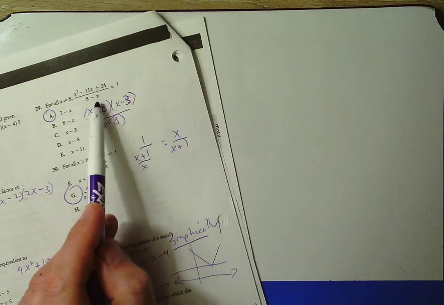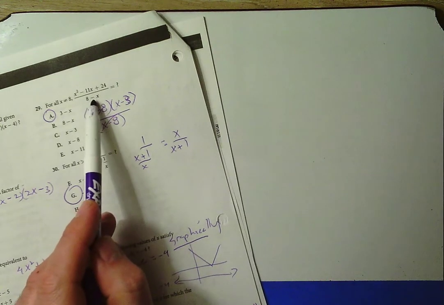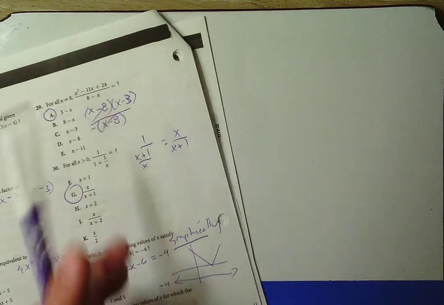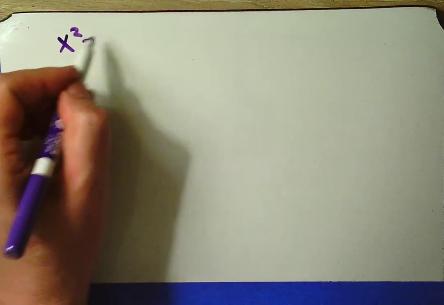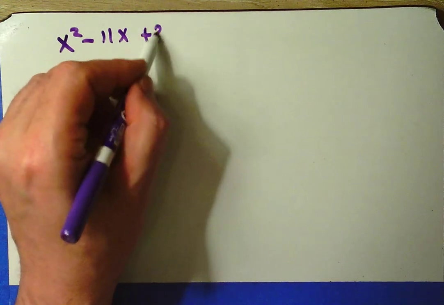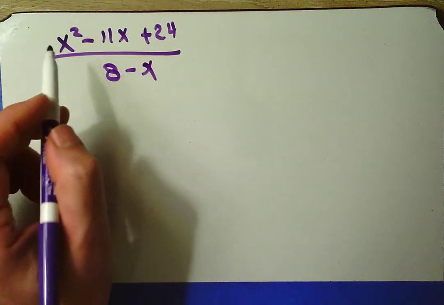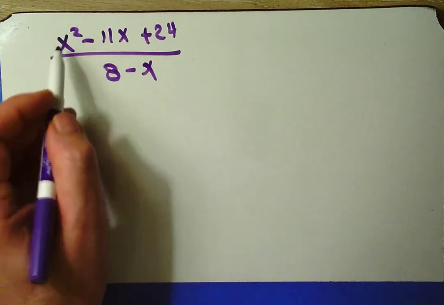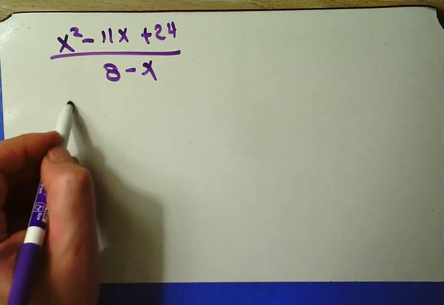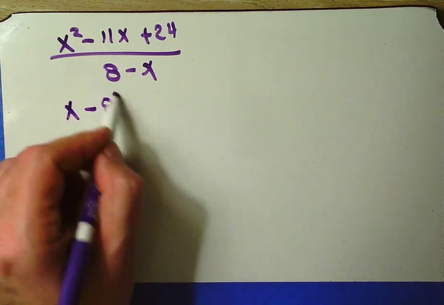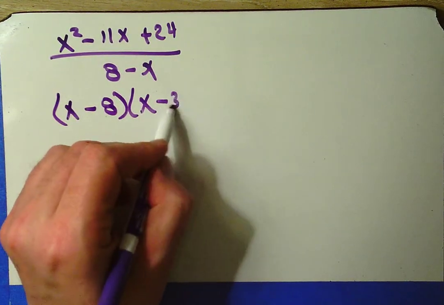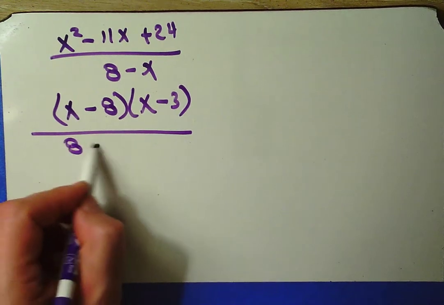x does not equal 8. And they tell us that in this problem because if we let x equal 8, 8 minus 8 is 0, and we don't want to be troubled by having a 0 in a denominator. So we're just going to look at x squared minus 11x plus 24 over 8 minus x. And I'm going to simplify this expression by factoring on top. I'm going to have (x minus 8)(x minus 3) over 8 minus x.